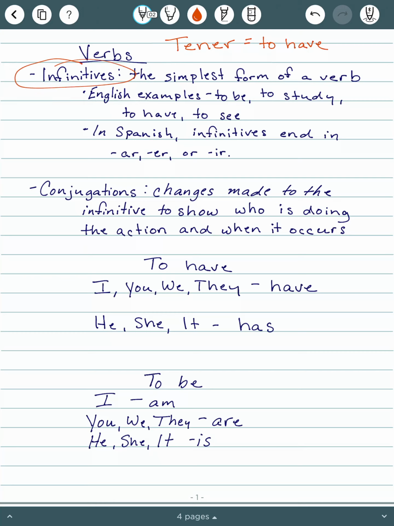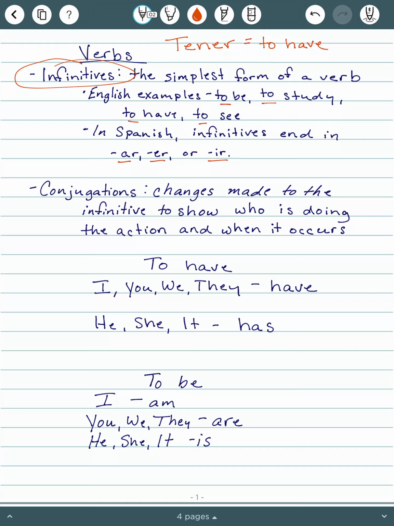So infinitives, this is a word that you will hear a lot in Spanish class. This is the simplest form of a verb. In English, to be, to study, to have, to see, they always have the word to in front of them. We don't know who is doing the action. We don't know when the action is taking place. It's just to be. In Spanish, infinitives end in AR, ER, or IR.